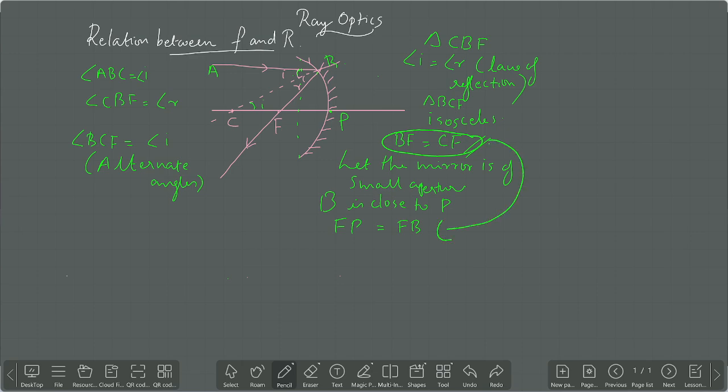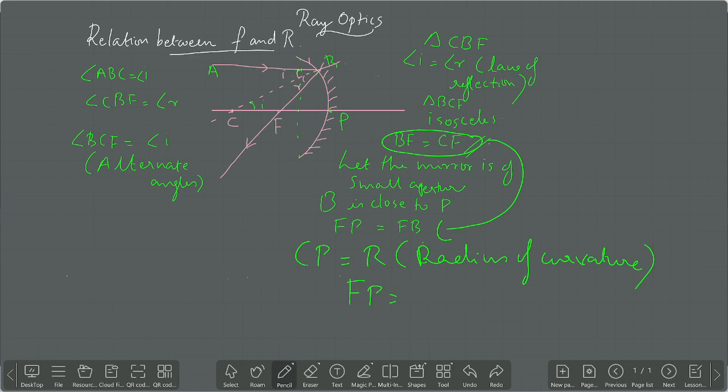Look at these two results. We have FB is equal to CF and FB is equal to FP. That means the total CP is equal to R, which is the radius of curvature. Am I correct? The total CP is equal to what? Radius of curvature. And from these two results, this equals this and this equals this. What does it mean? When this is equal to this, what is the answer for this one? That result, FP will be what?